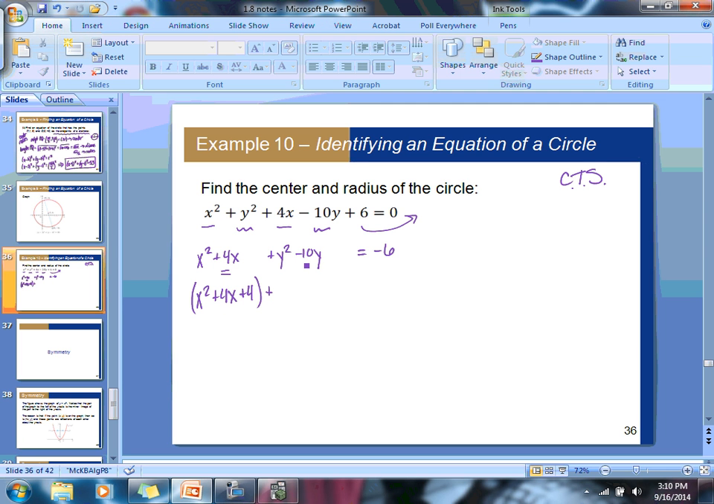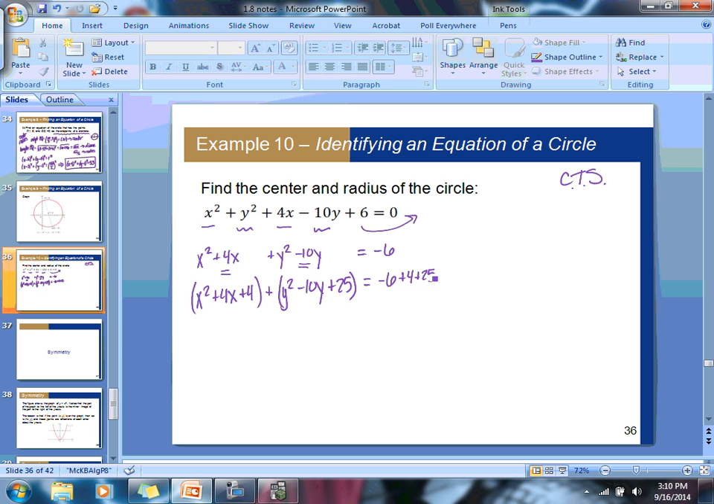Then I'm going to do the same thing here for the 10. I'm going to complete the square with the y squared minus 10y. So I'm going to take half of 10, which is 5, and square it, which is 25. So I'll have y squared minus 10y plus 25. And again, I'm going to think of those three terms together. Now I did two things to the left side of the equation. I added a 4 and I added a 25. So I have to do those to the right side of the equation as well.